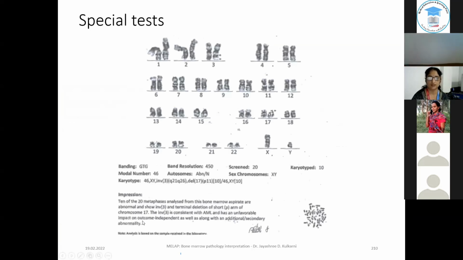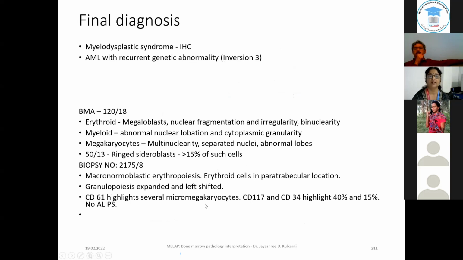When we got the cytogenetics report, which usually takes much longer, by this time we were only thinking of MDS. But when we really got the cytogenetics report, we got to know that the patient also had inversion 3, and inversion 3 is consistent with AML. So this was up to my IHC stage. You could call it an MDS, but when you got the cytogenetics report, it was an AML with recurrent genetic abnormalities, inversion 3.